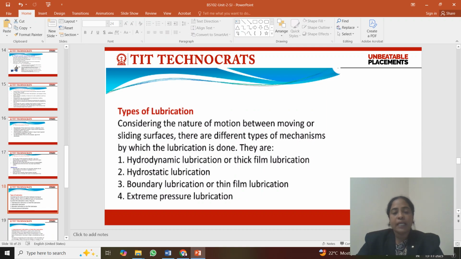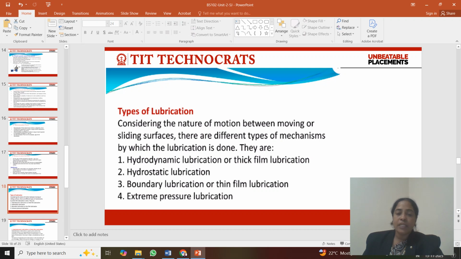Now we move to the mechanism part of the lubricant, that is known as lubrication. Lubrication is the mechanism by which we can easily check the resistance against friction, and it is followed by 4 methods: hydrodynamic lubrication, hydrostatic lubrication, boundary lubrication, and extreme pressure lubrication. Out of 4, the 3 mechanisms are most important. First one is hydrodynamic lubrication. It is also known as thick layer lubrication and fluid film mechanism.